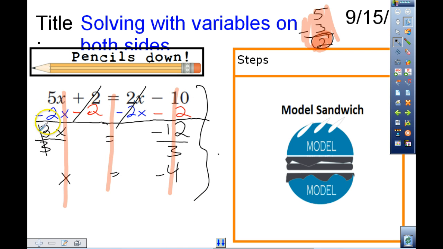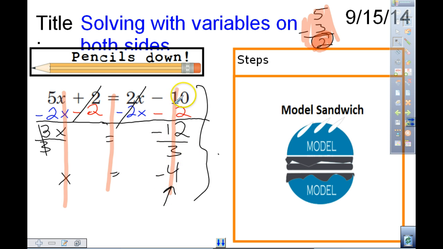Let's see here. How many points would this be worth? 4, right? Some of you are just guessing a random number. Some of you are actually listening to what I say. That's good. So how many steps are there? I subtracted 2x on both sides. That's 1. I subtracted 2 on both sides. That's 2. I divided both sides by 3. That's the 3 steps. And then, of course, the 1 point for the answer coming out correctly, that's the arithmetic.